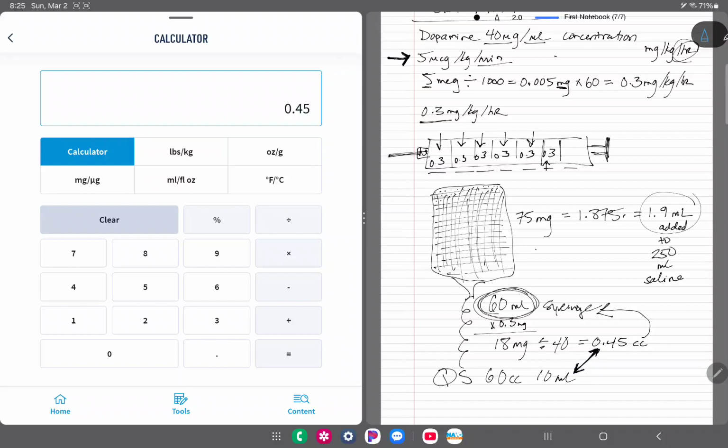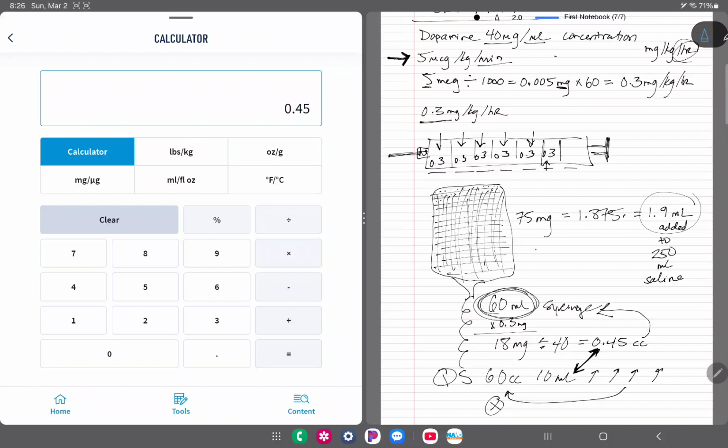We've all done it. We've all seen it. So within that 10 mils, I'm adding my 0.45 cc's, and whatever volume that creates, I just keep filling that syringe now, a little bit more from my bottle or bag of saline, until I get to the 60 cc mark. And then I stop at the 60 cc mark. And now I know I have 60 mils total. And that's all I wanted.